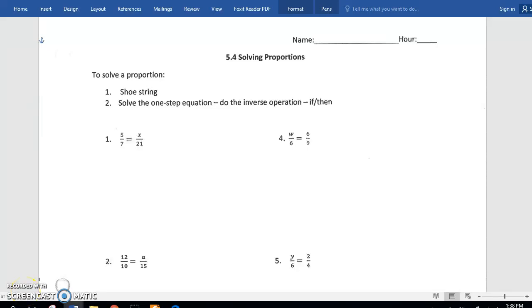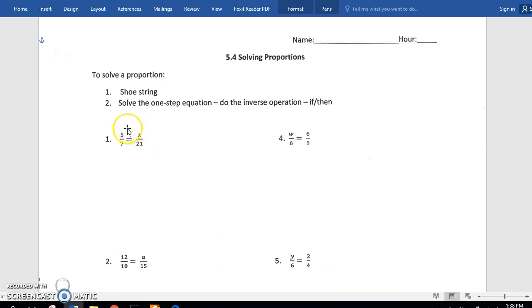Okay, section 5.4 is about solving proportions. What we're going to do is take the shoestring method that we learned yesterday, where we were trying to see if the cross products were equal and therefore proportional, and use that to solve for the missing side, or the x.